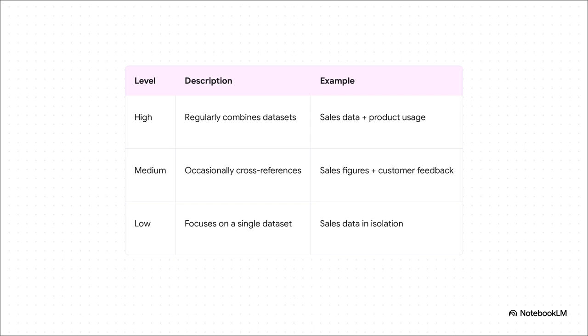A high-need user, they're a systems thinker. They're constantly trying to combine sales data with, say, product usage data. But a low-need user, they're laser-focused on one data set at a time. And hey, neither approach is wrong. They just require completely different tools to do their jobs effectively.